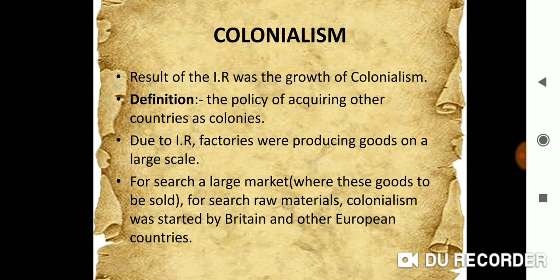Just see the past condition of India. Britain acquired our country. That means India was a colony of Britain, and this process is called colonialism. But why did colonialism start? Due to the Industrial Revolution. Due to the Industrial Revolution, factories were producing goods on a large scale. In the previous slide I just mentioned the surplus product.